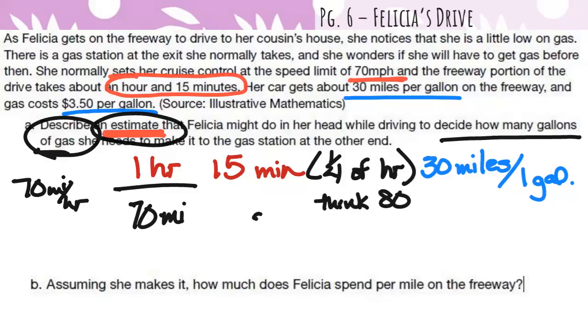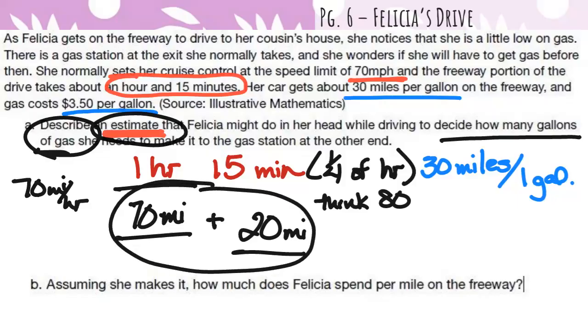20, right? So she's on the highway. She's going to go 70 miles in an hour, and plus 15 minutes is going to be about 20 more miles. So together, she is going to be going a total of 90 miles.